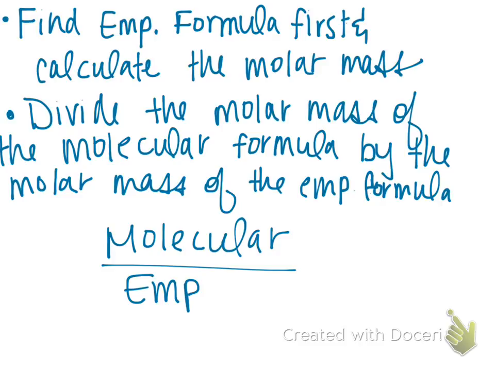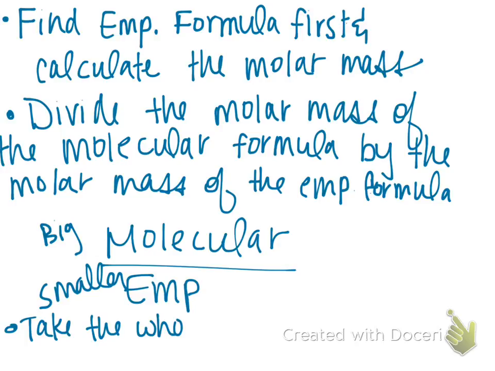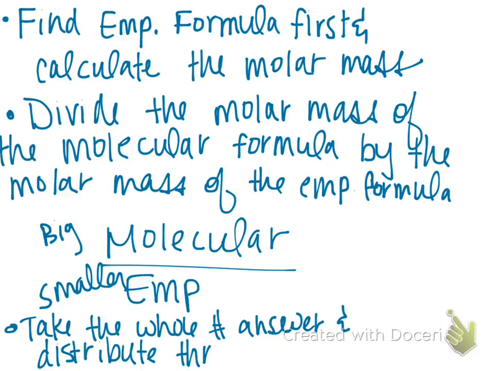Those two could be the same. We could be talking about the same compound, but otherwise it should always be bigger over smaller. The molecular formula's molar mass should always be bigger than the empirical formula's unless they're the same. Once we do that, we're going to take the whole number and distribute it through the empirical formula. So again, this will make sense when we look at our example.